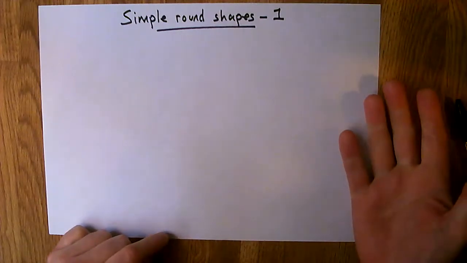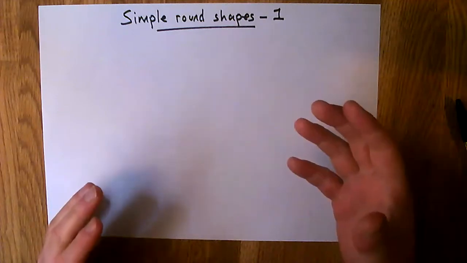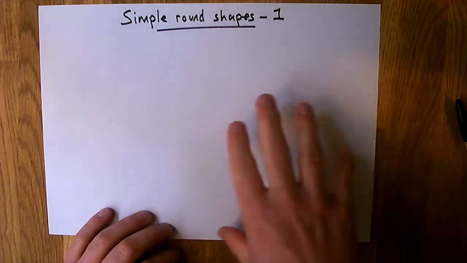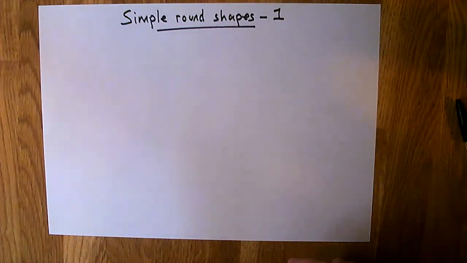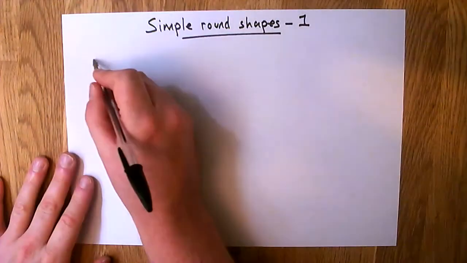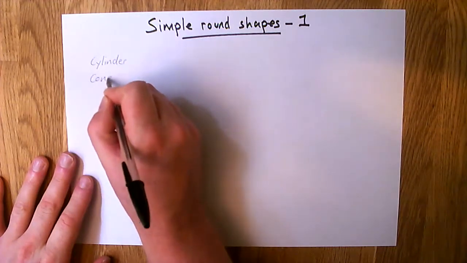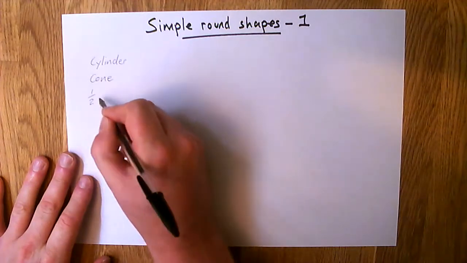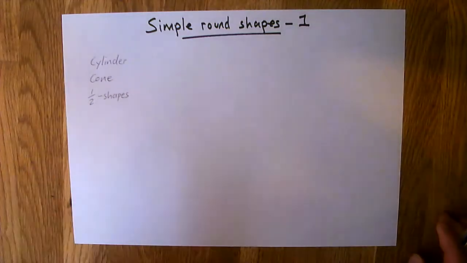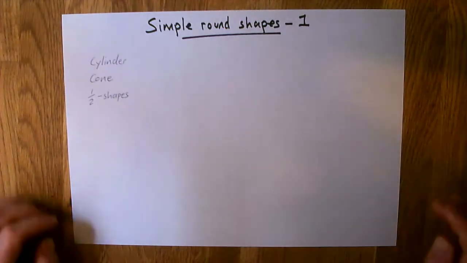The opposite of that would be a complex round shape, and that would be something like a car body or an aircraft fuselage, or perhaps a bowl shape where we've got curvatures going in all sorts of directions. Those are complex. We'll do them later. So the simple round shapes that I want to show you how to sketch just now is a cylinder, a cone, and also let's talk about half shapes as well. You can copy along with a pencil. I'm using a Bic biro because the camera can pick it up easier.